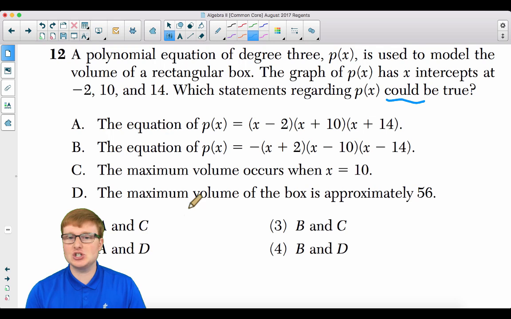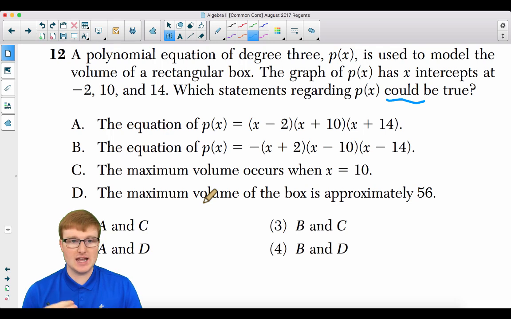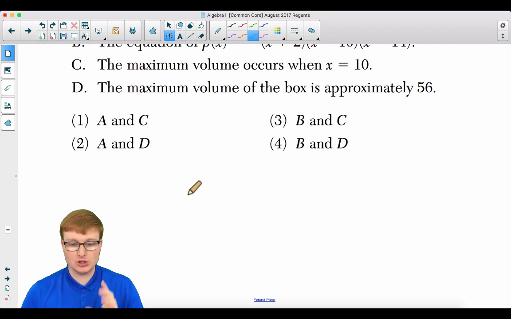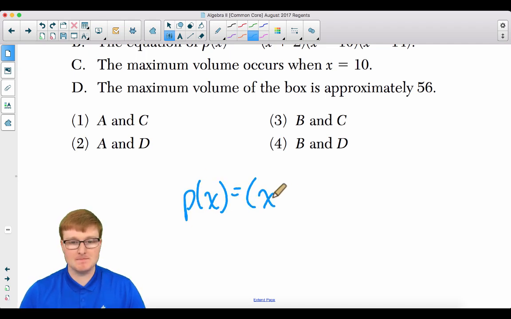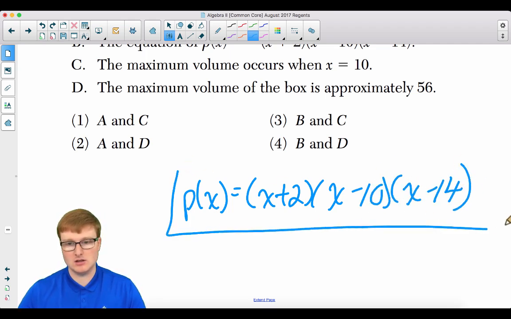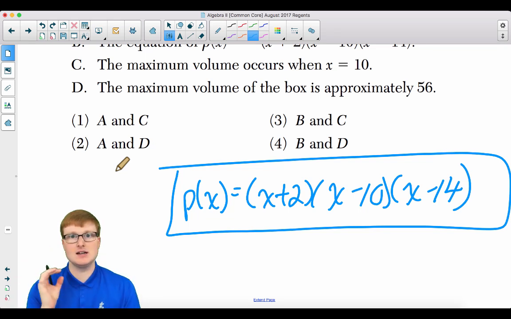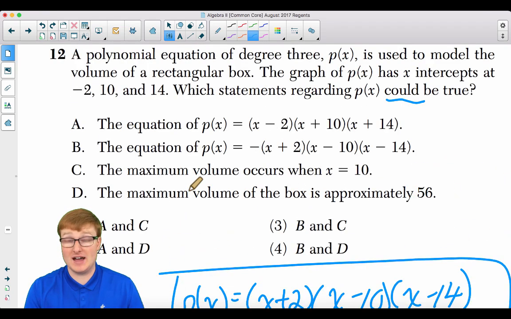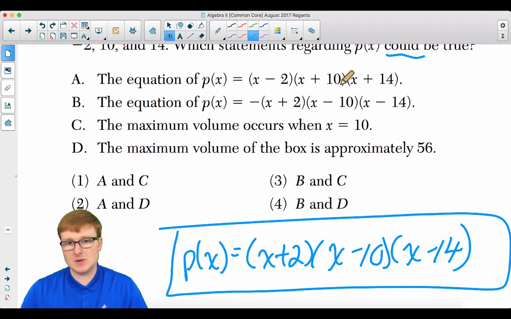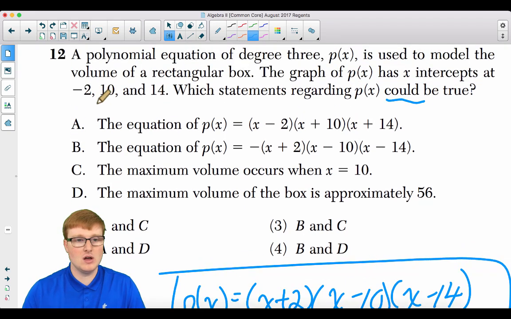Okay. So if it's degree 3 and it has the x-intercepts of -2, 10, and 14, here's what's nice about this. We know for sure that p of x has to be x plus 2, x minus 10, x minus 14. We know it has to be that. There are 3 independent roots, and I just took the opposite values to put them in factored form. So we know that this is the equation of p of x. So let's go match some things. The equation of p of x is x minus 2, x plus 10, x plus 14. No. They were trying to trick you.